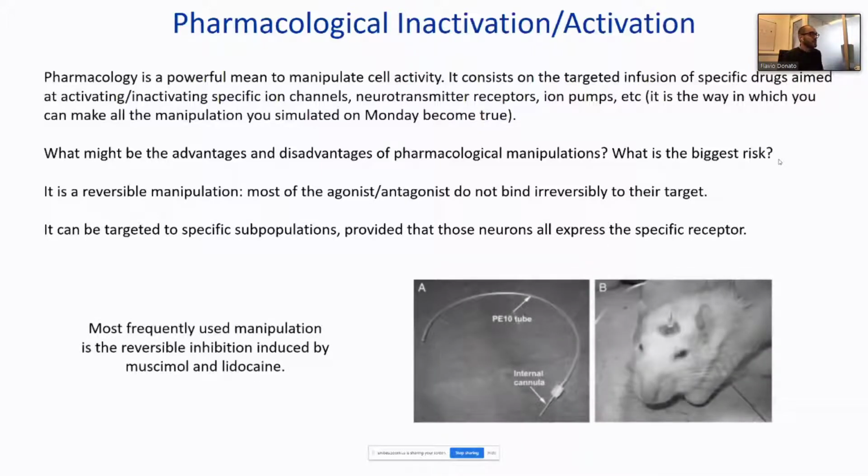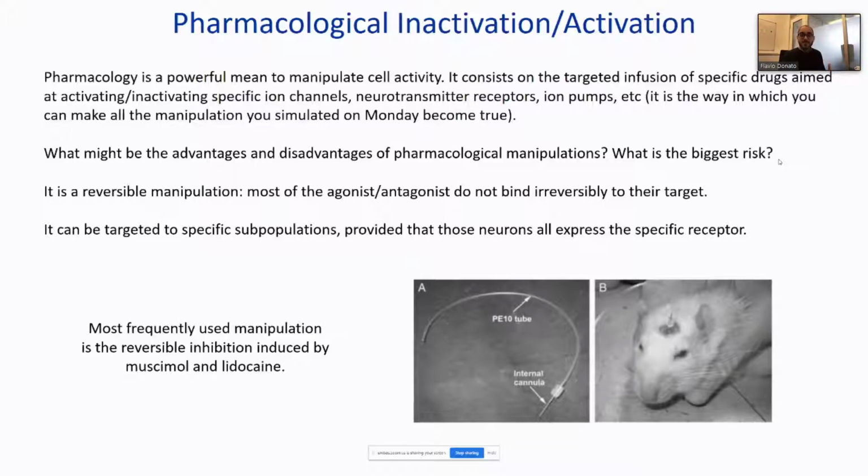And usually the most frequently used manipulation is to induce a reversible inhibition induced by muscimol or lidocaine. So basically these are two drugs that inhibit excitatory activity, and you're able to silence a population of neurons, which is by far the safest thing because you cannot induce really epilepsy if you target the drug right. And you can see if, when you give the drug, the function, the neural code changes, the function changes, and so on.